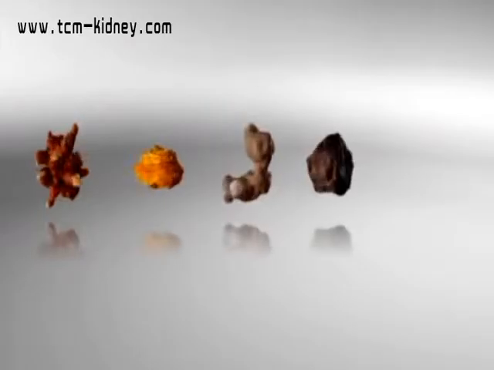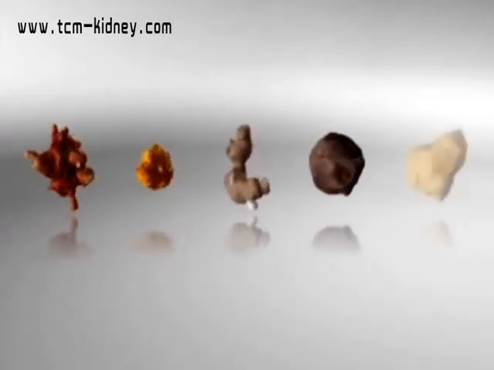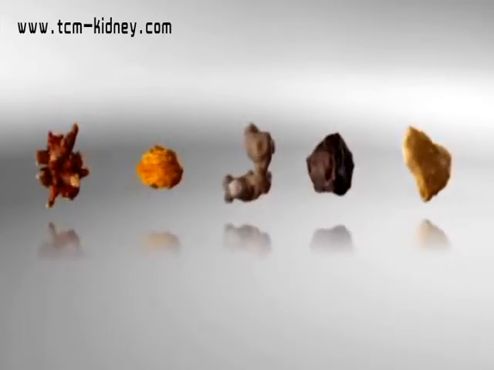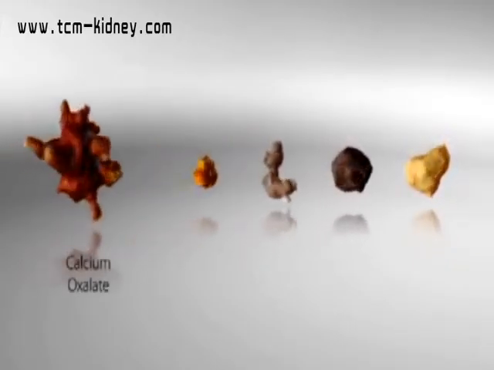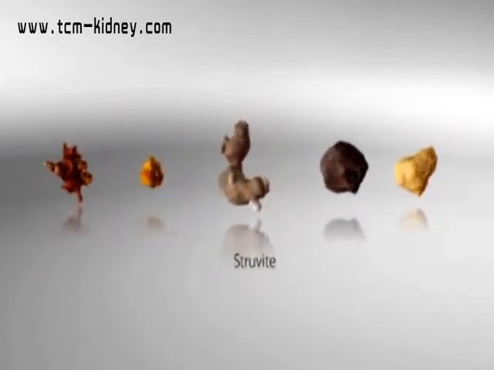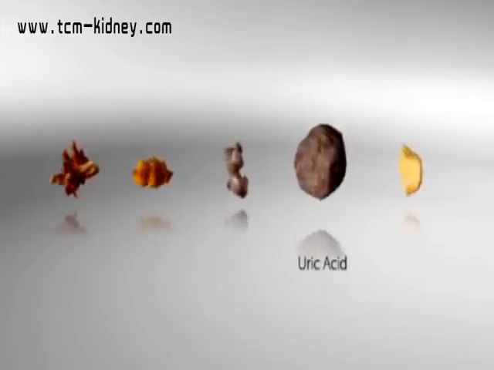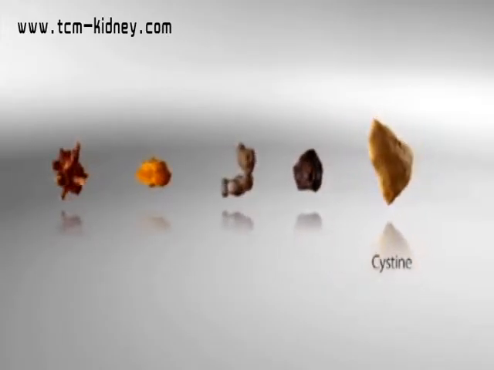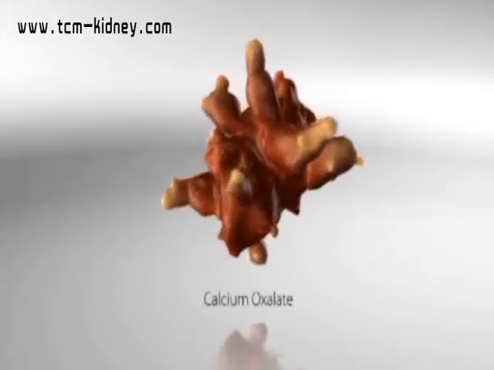Kidney stones, or renal calculi, are aggregates of crystals enclosed in a matrix that develop within the kidneys. They're classified according to the specific types of crystals they contain and fall into 5 major categories: calcium oxalate, calcium phosphate, struvite, uric acid, and cysteine. The most common is calcium oxalate.